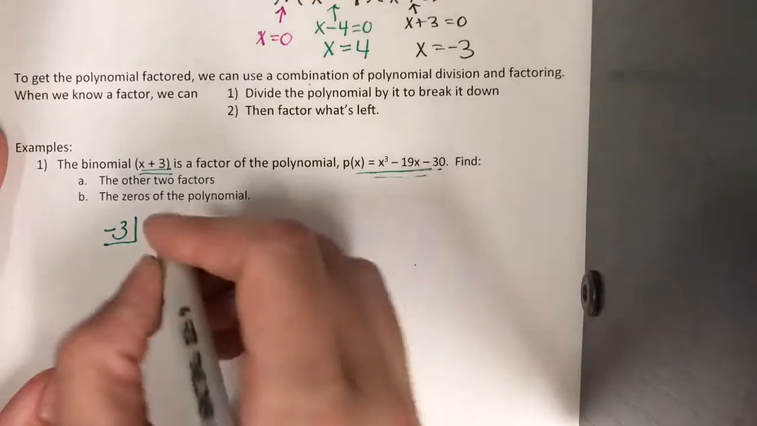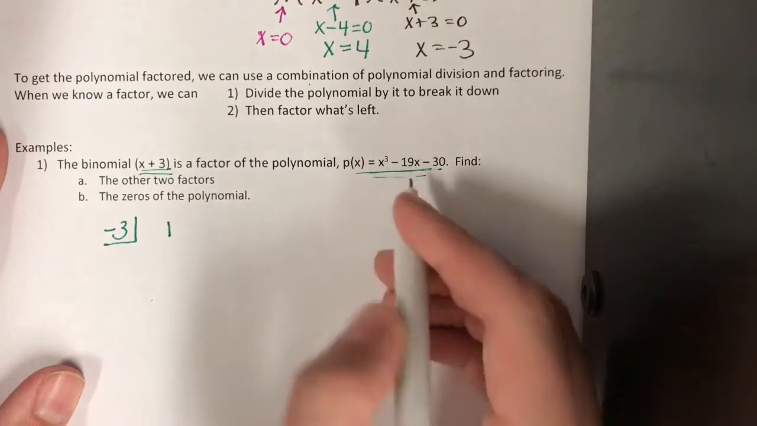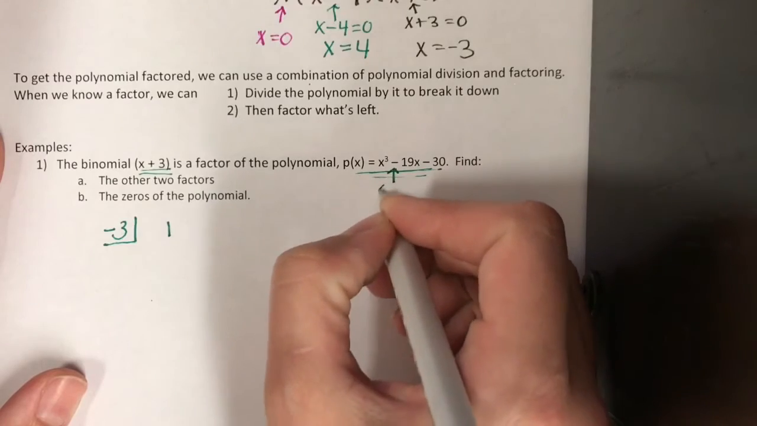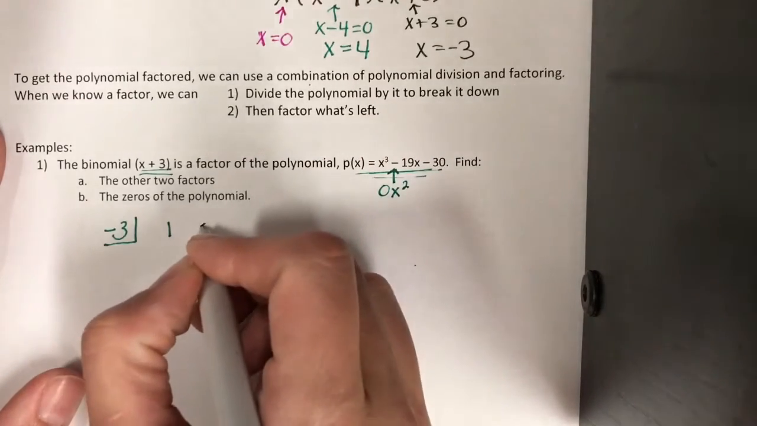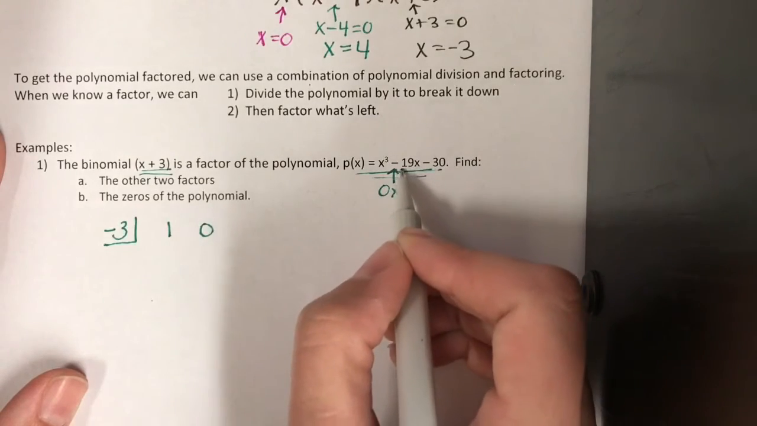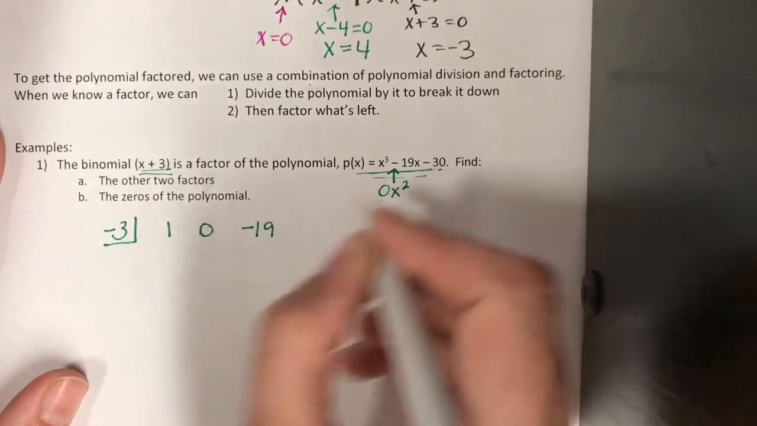And then I need my coefficients. So the first one is a 1. And then I notice, oh, we skipped the x squared term. So we need a placeholder there. So that'd be like 0x squared. So I've got 1, 0, negative 19. And then my last one would be negative 30.